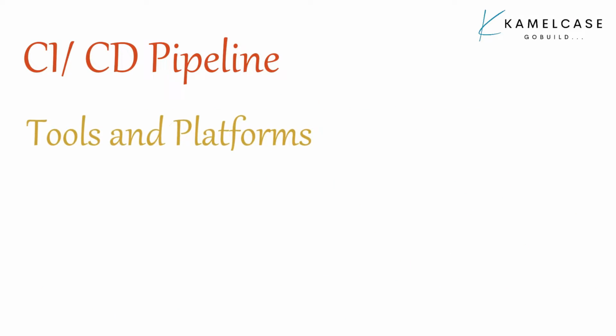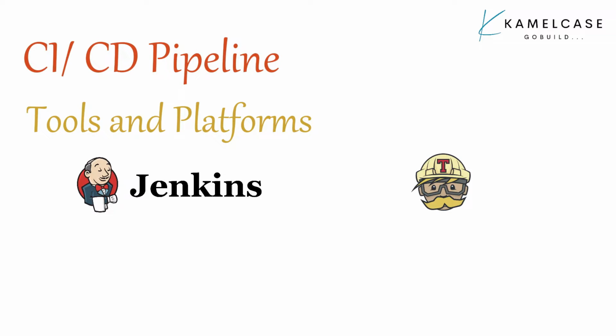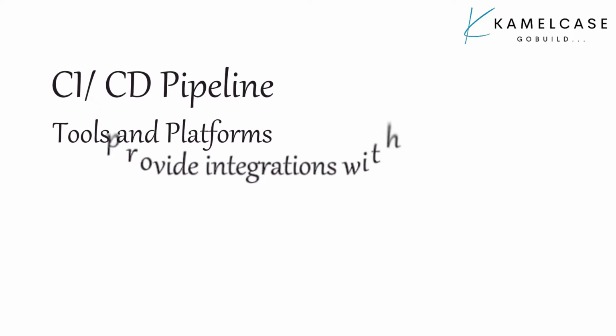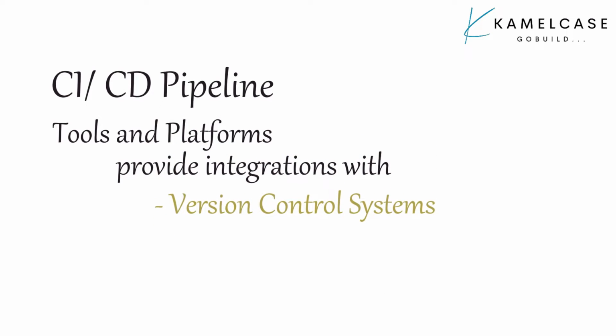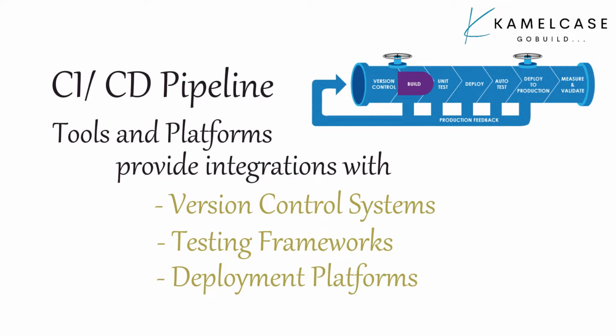Various tools and platforms are available to set up CI/CD pipelines, including Jenkins, Travis CI, Circle CI, GitLab CI/CD, and many others. These tools provide integrations with version control systems, testing frameworks, deployment platforms, and other essential services, allowing developers to customize and automate their pipeline to suit their specific development workflows.